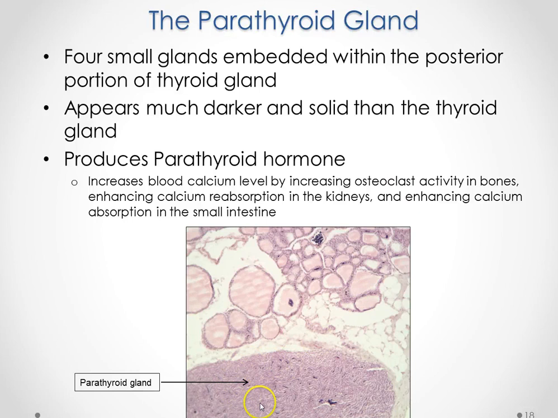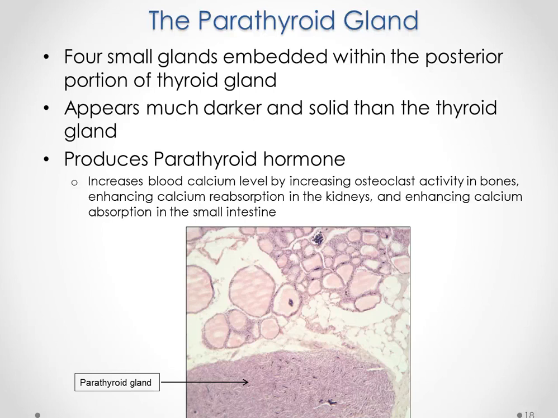And that parathyroid gland is going to stain one solid dark color on that slide. It doesn't have any follicles, it doesn't have any follicular cells. It's just going to look like one dark mass on that slide. Here you can see the thyroid with all the follicles. Here's the parathyroid gland. Now this organ is going to produce parathyroid hormone.